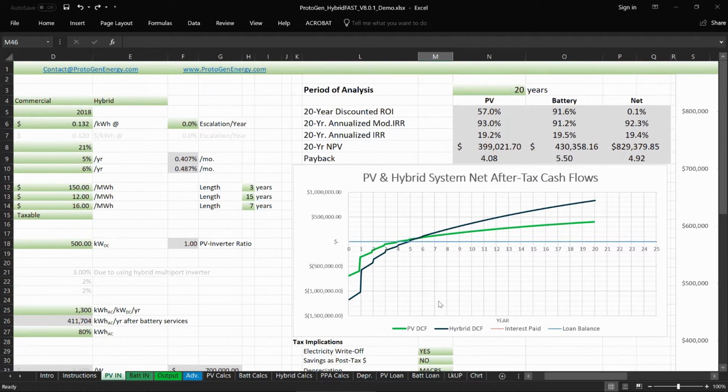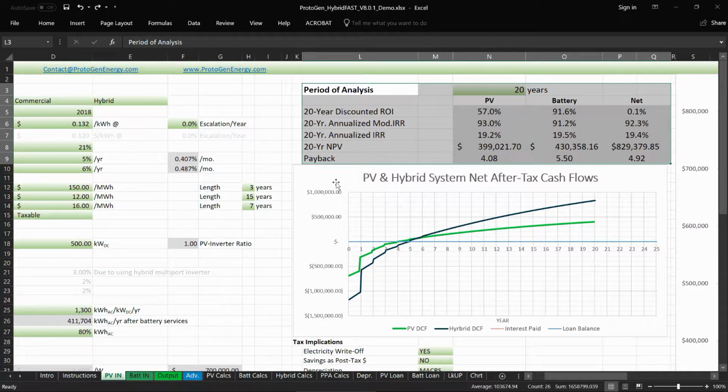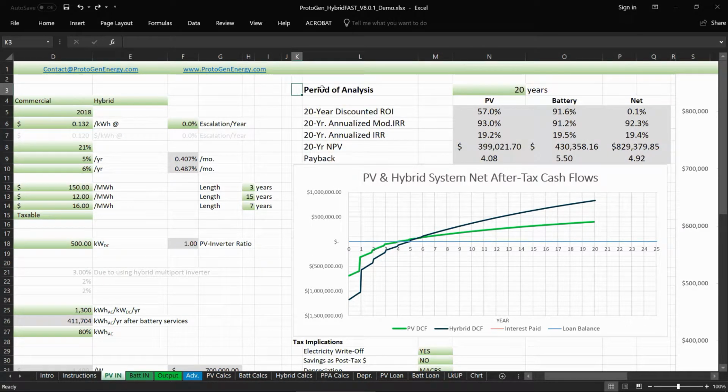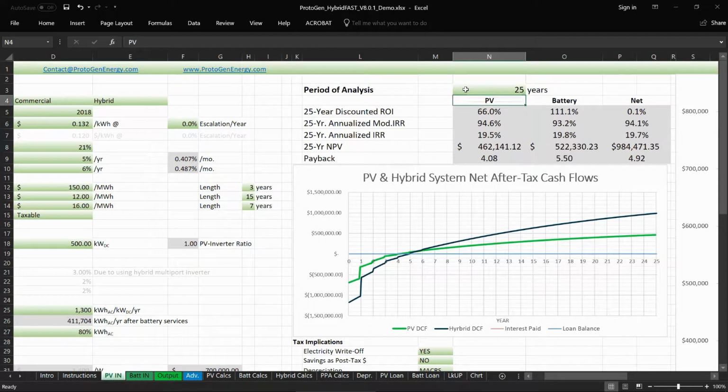So next we'll move up to the top. This is kind of the heart, I think, of the HybridFAST tool. These are the financial metrics and the cash flow chart. This first section right here is period of analysis. You see it's set to 20 years now, and that makes a lot of sense for a PV system. Some people were interested in how the PV system is going to perform for 25 years. Well, you could simply change that, and now your metrics change and your cash flow chart changes.